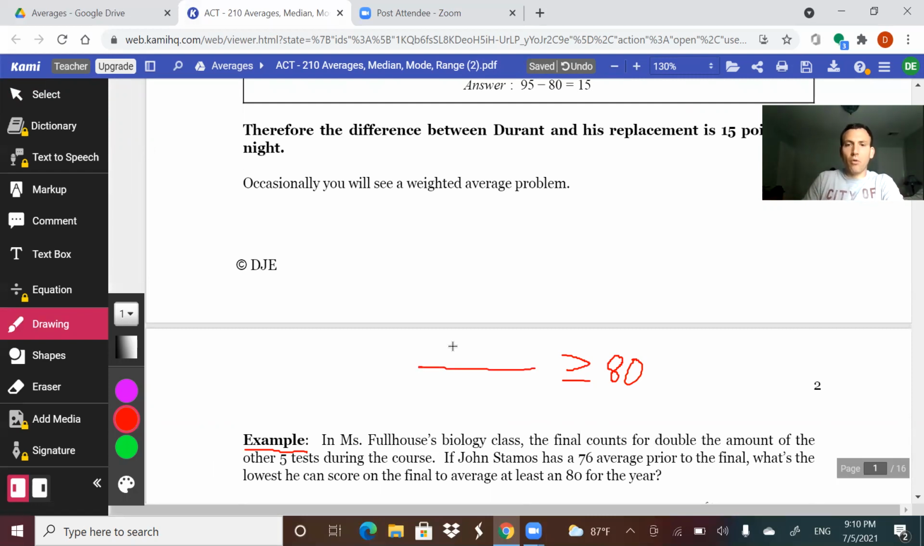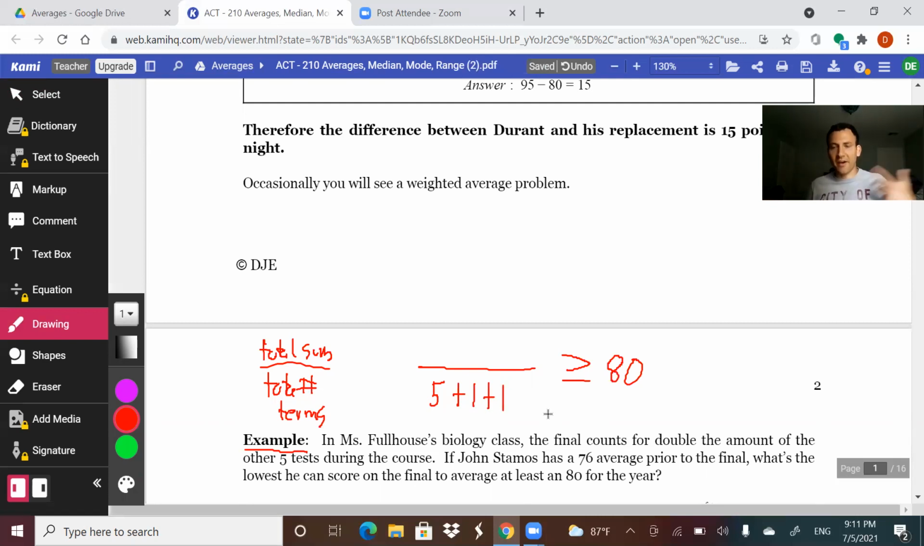With average, it's always the sum of terms, so adding up all the terms, divided by the number of terms. It's always the total sum divided by the total number of terms. So if we think about this one, he's going to have 5 tests, so 5 terms, but then he's going to have a final that counts for double. So we actually count the final as if it's 2 terms, because it's going to carry twice the weight.